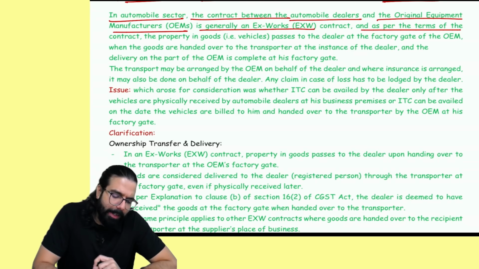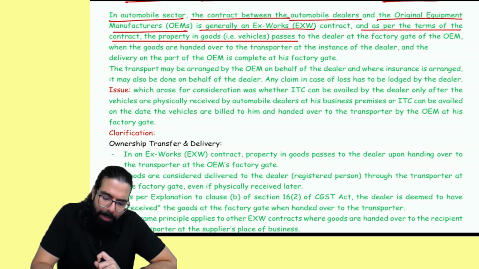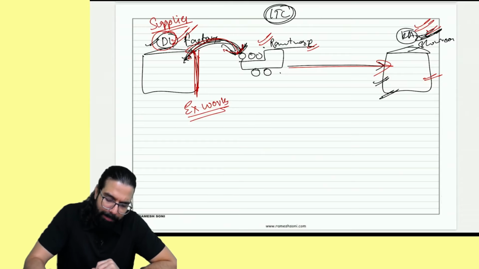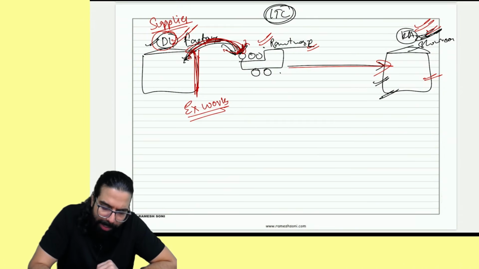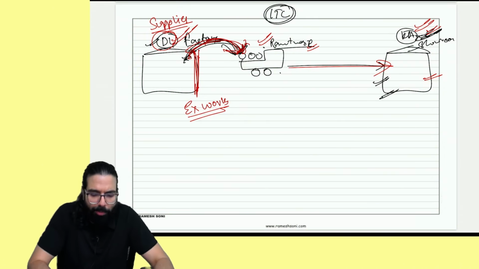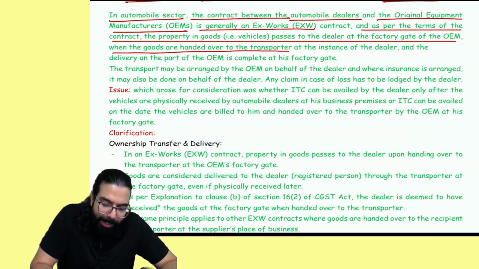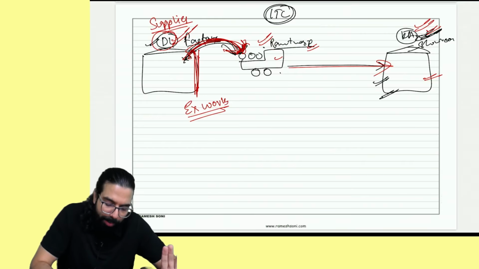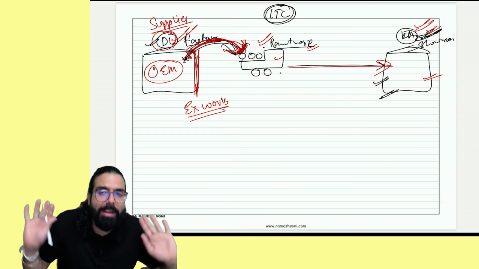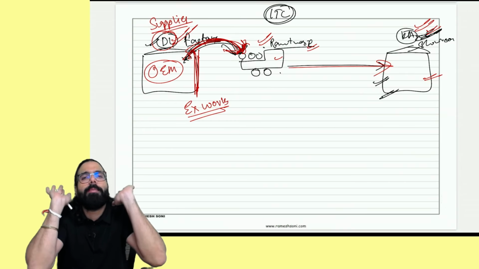There, as per the terms of the contract, the property of the vehicle passes to the dealer at the factory gate. Means at my factory gate only, you have to collect and go. Now it is not my responsibility. So when the goods are handed over to the transporter at the instance of the dealer and the delivery on the part of the OEM is complete, the original equipment manufacturer says, my work is done. I have handed over the goods at my factory.